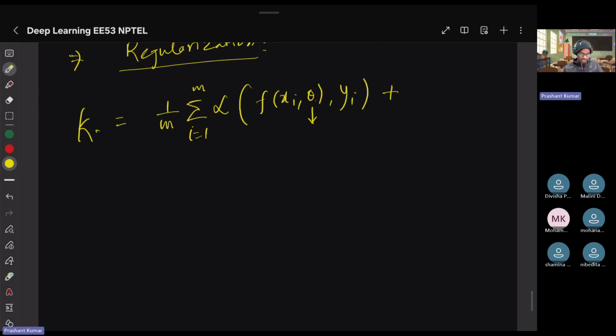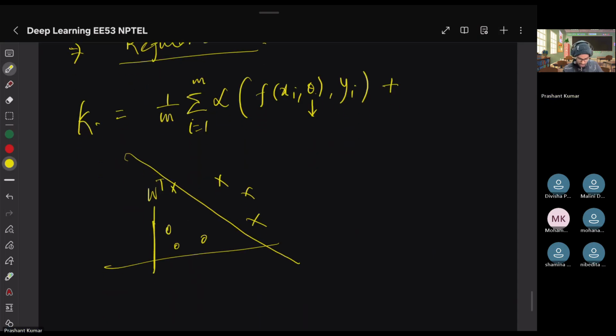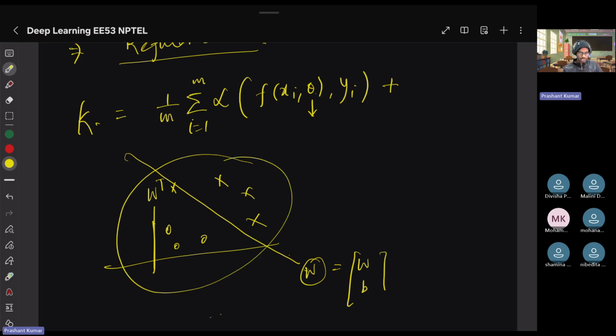Like I was discussing in the last class, you are having a classification problem. You want to get the value of this W. Linear classification. Let's take the values W1 and W2, or W or B. You want the values of W and B to be minimum such that this classification happens, and you don't get this value of W and B if you are doing the same thing next time.